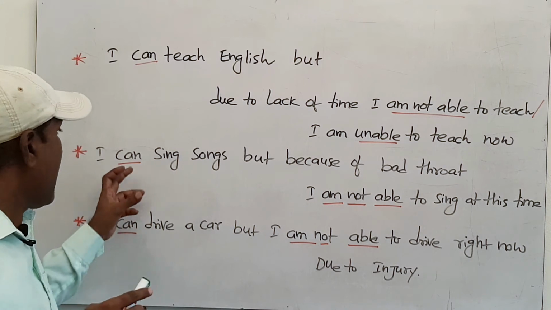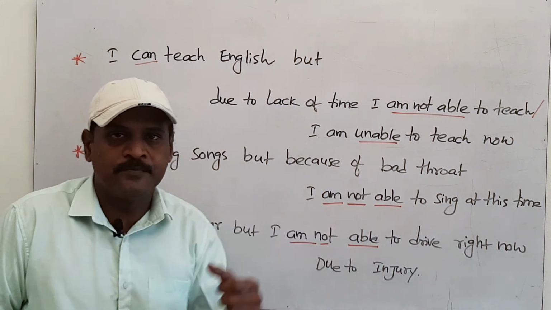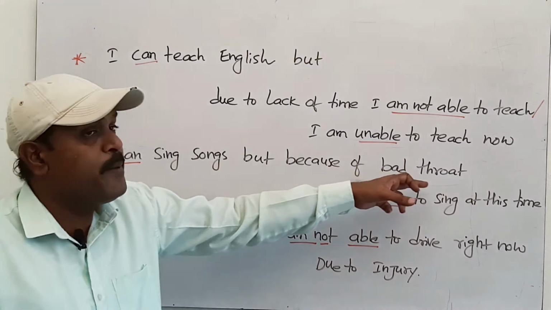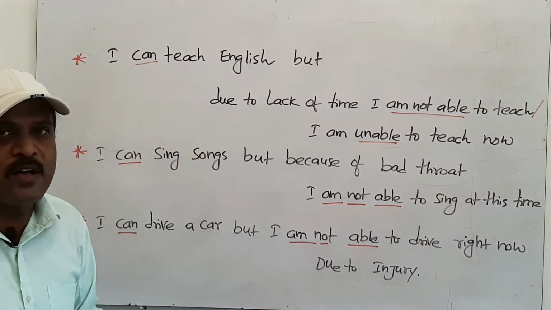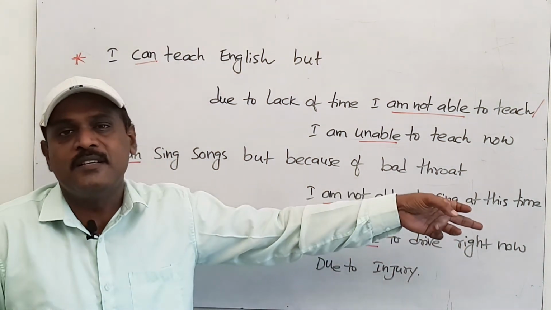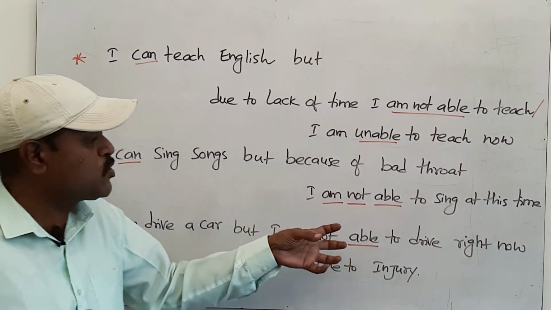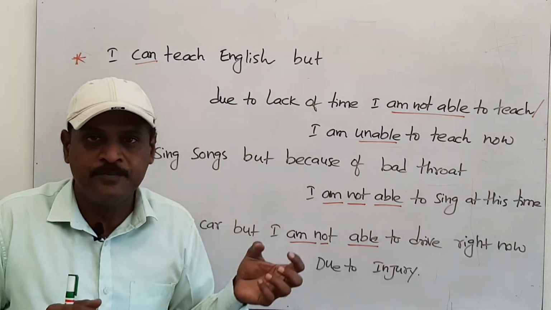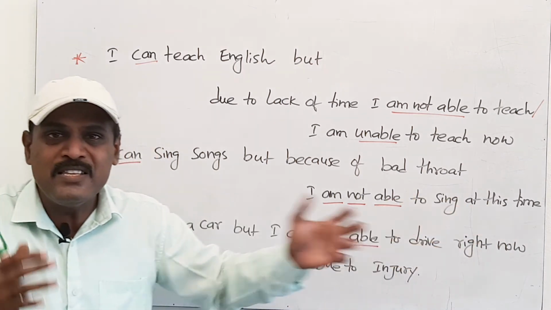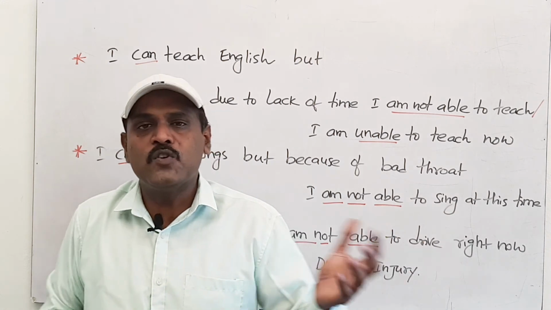The second one is, I can sing songs, but because of bad throat, I am not able to sing at this time. I am not able to sing at this moment because of a bad throat, but I can sing songs. So this is the general ability and this is the not ability in specific time. Third one, I can drive a car, but I am not able to drive right now due to injury. Due to injury, I am not able to drive a car right now. But in general, I can drive a car. Okay friends, that's all about can and able to.